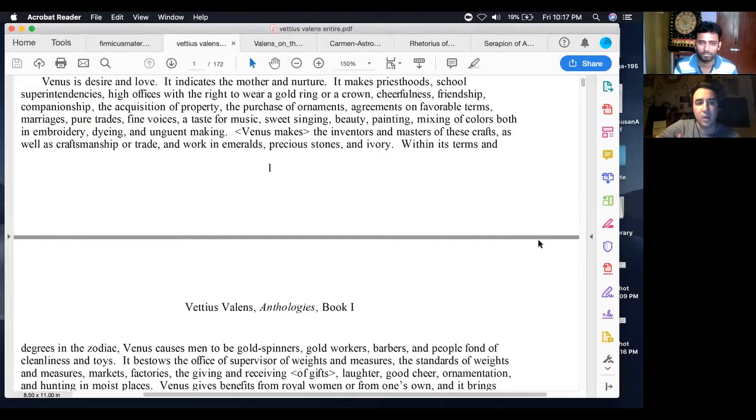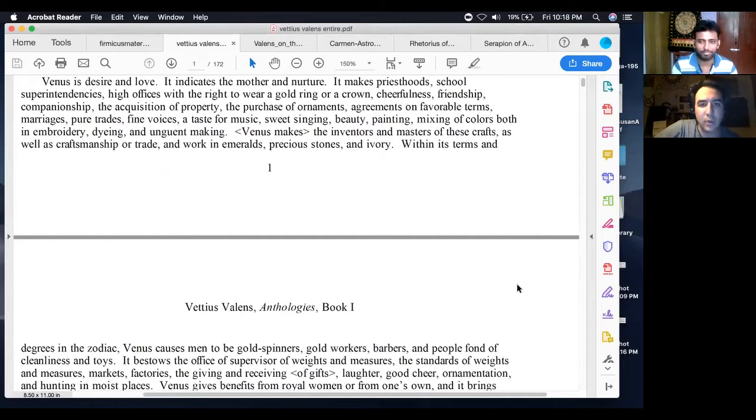Okay. And overlapping with the Moon, Venus even looks kind of like the Moon if you can actually see it through a telescope when it's in certain phases. It's really amazing. It looks like a tiny little moon, like a crescent. It makes priesthoods, similar to Indian astrology again. School superintendencies, similar to what Jaimini says about Venus, indicating education. So we have some major overlap between India and the Hellenistic tradition here.